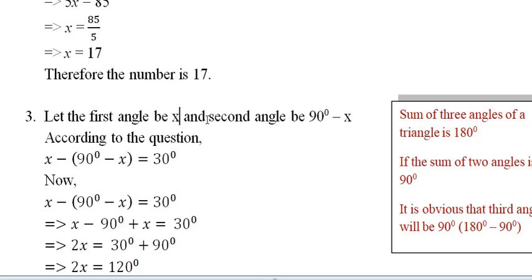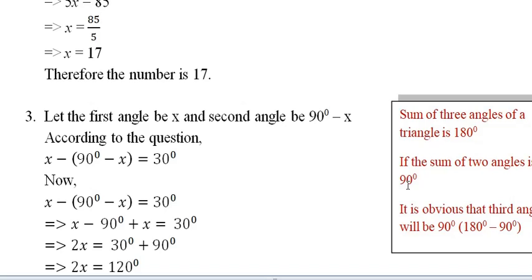We don't know these angles, and their difference is 30 degrees. So if the first angle is x, then it's obvious that the second angle will be 90 degrees minus x, because we all know that the sum of three angles of a triangle is 180 degrees. Now if the sum of the two angles is 90 degrees, it is obvious that the third angle will be 90 degrees. There are three angles in a triangle, we all know that.